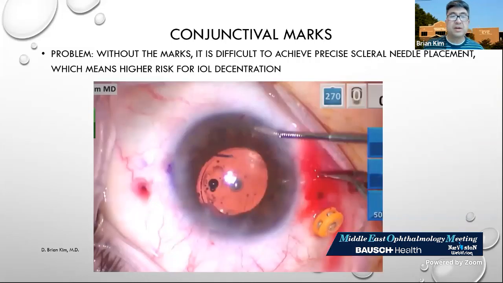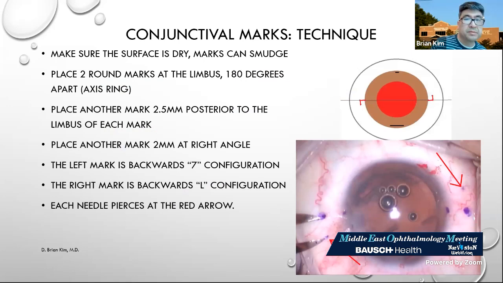And you want to make conjunctival marks in order to get a precise placement of the needle. You have to make sure the surface is dry. Why? Because if the mark is smudged, it's difficult to visualize. You want to make them round marks. You can use a caliper tip, but I also will take the tip of a BSS cannula and mark it. It makes a very nice, distinct round mark.